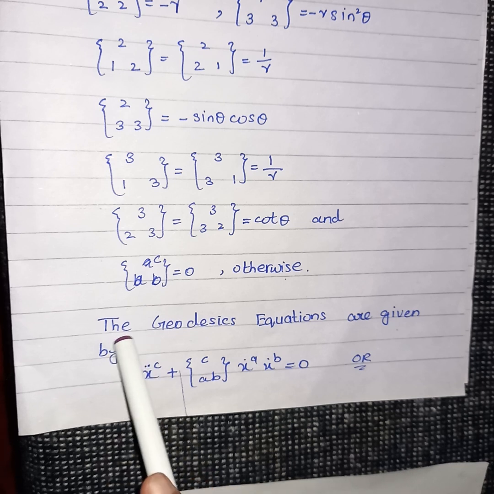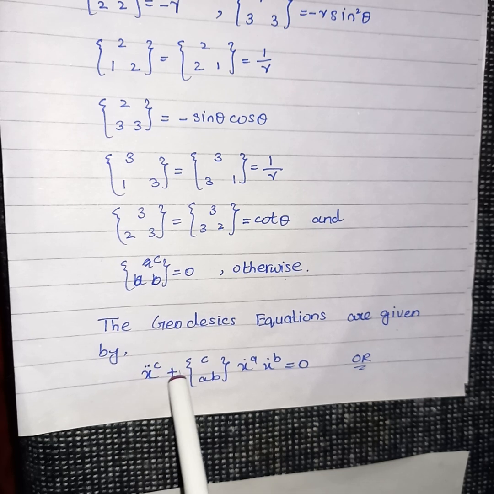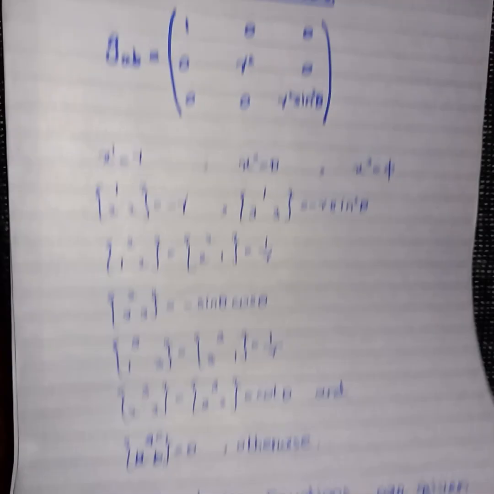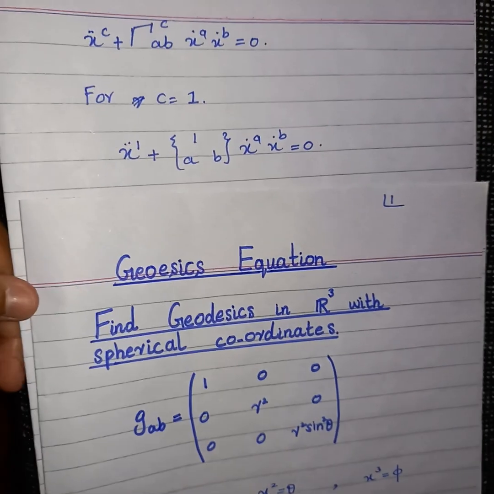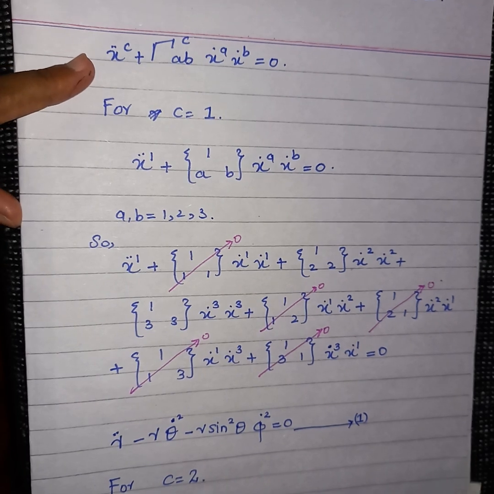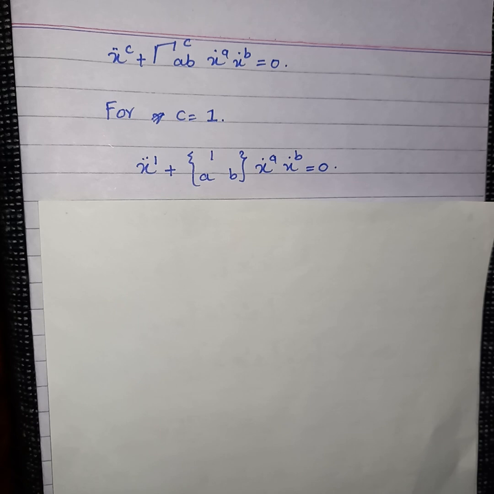Now students, we know that the geodesic equations are given by this one, like x double dot c plus gamma c_ab x dot a x dot b is equal to 0, or we can also write it like this: x double dot c plus gamma of c a b x dot a x dot b, that is equal to 0.